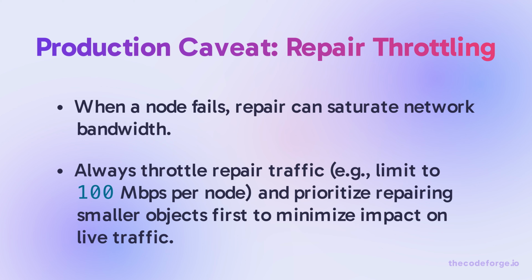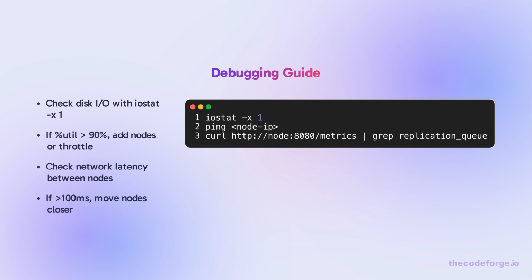When a node fails, repair can saturate network bandwidth. Always throttle repair traffic, e.g., limit to 100 Mbps per node, and prioritize repairing smaller objects first to minimize impact on live traffic. Here are some debug commands.